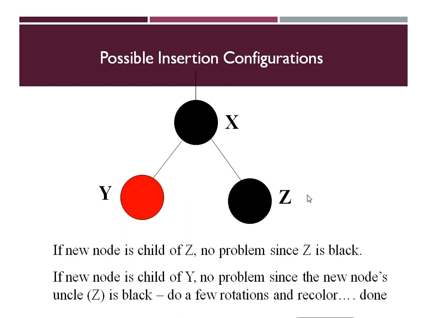But if the new node is inserted at Y, and we further extend a branch of Y either to the left or right, there's no problem, since the new node's uncle is black. The new node is inserted at Y, whose uncle is Z, and Z is black here. So with a few rotations and recoloring, this insertion can be done.